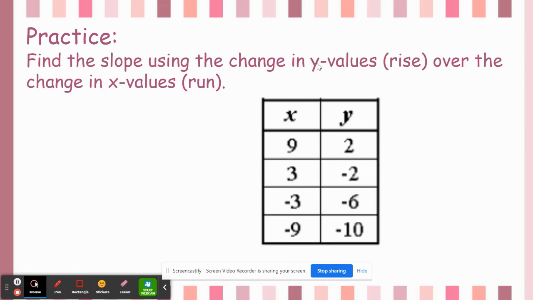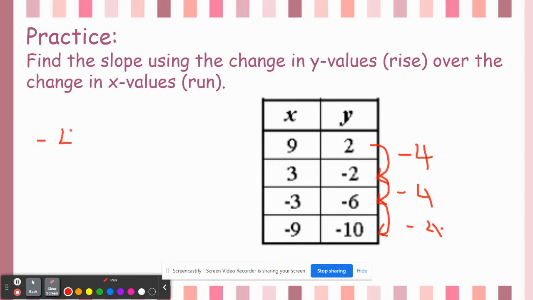All right, next one. Find the slope using the change in y values. Y's are the second number in the table. Rise over the change in the x values, which is the run. So we're going to see how far did we change from 2 to negative 2. So from 2 to negative 2, that means I went down in value, right? So how much did we go down in value? Well, we went down by 4. Let's make sure. From negative 2 to negative 6 is also going down by 4. So what is our change in the y's? Well, our change in the y is negative 4.